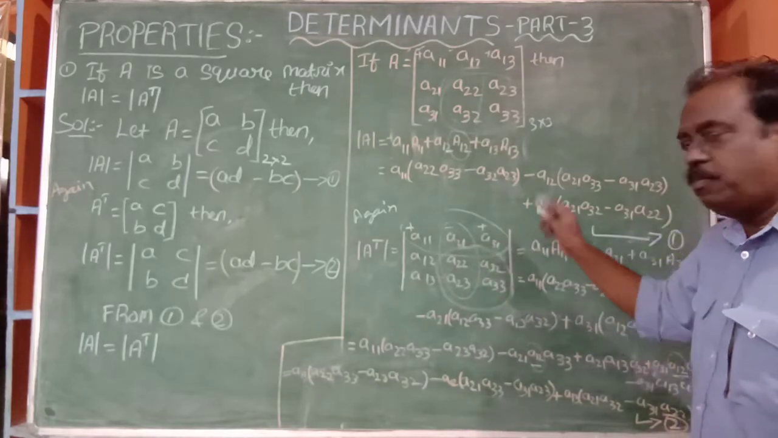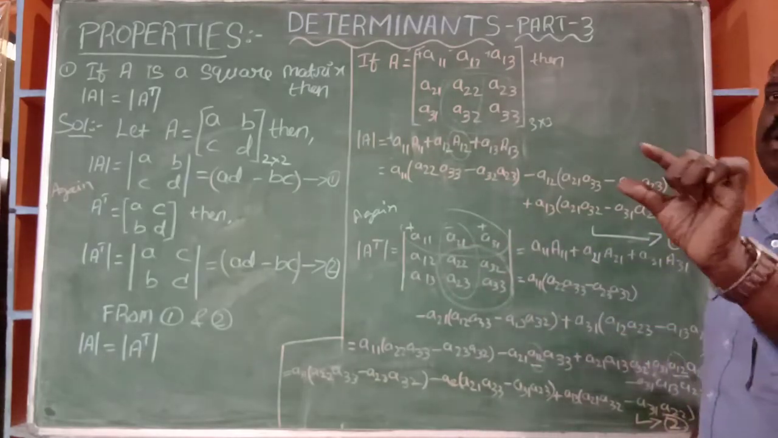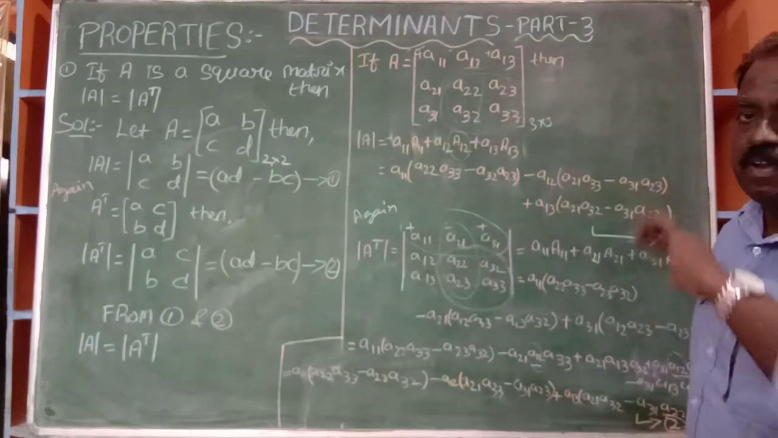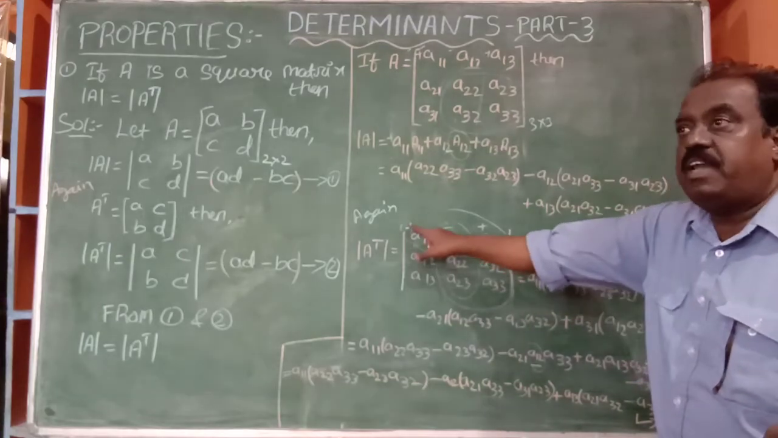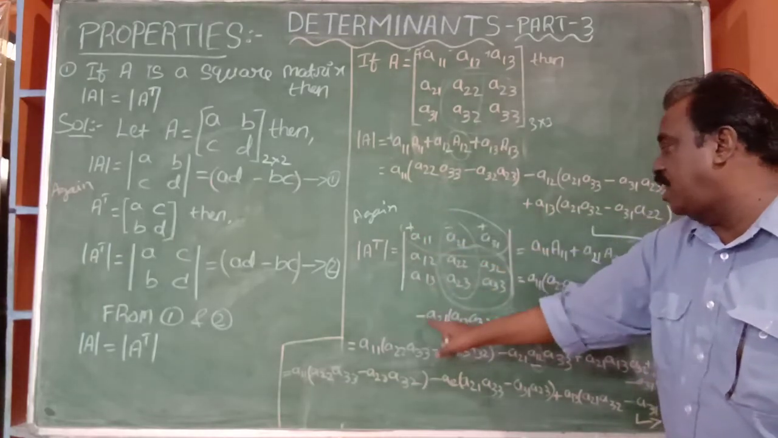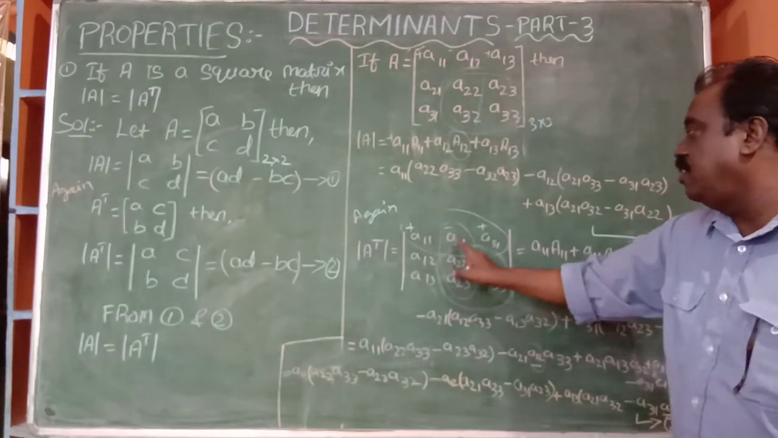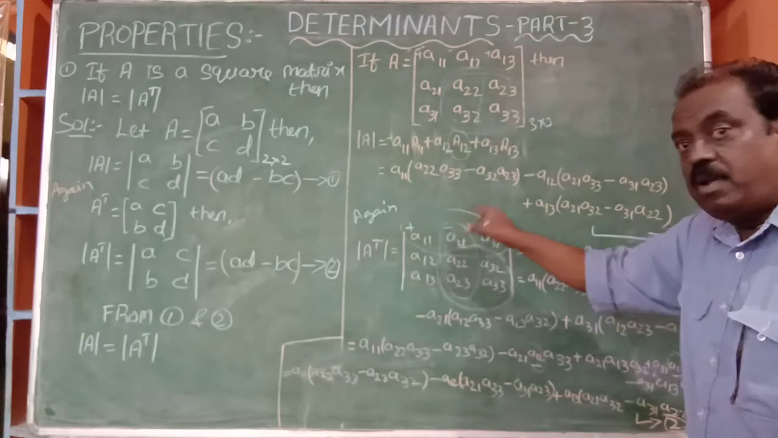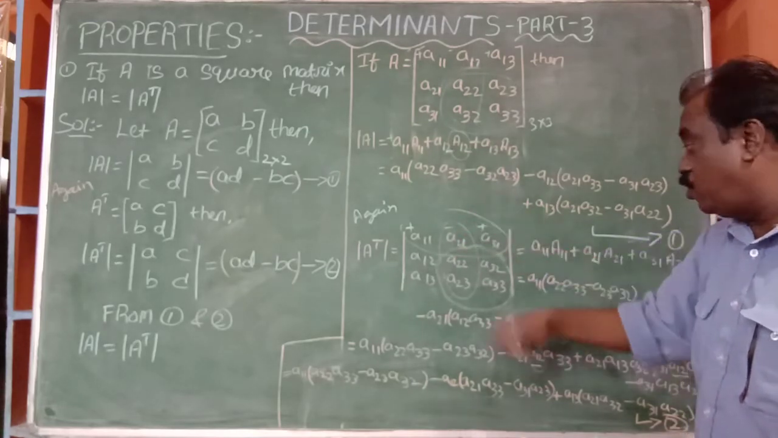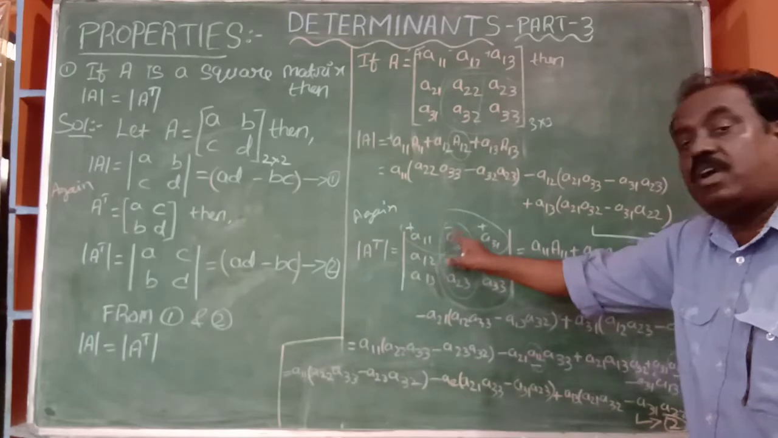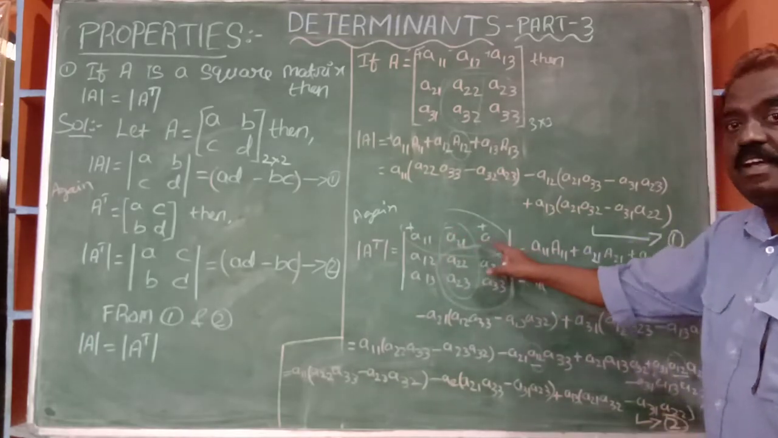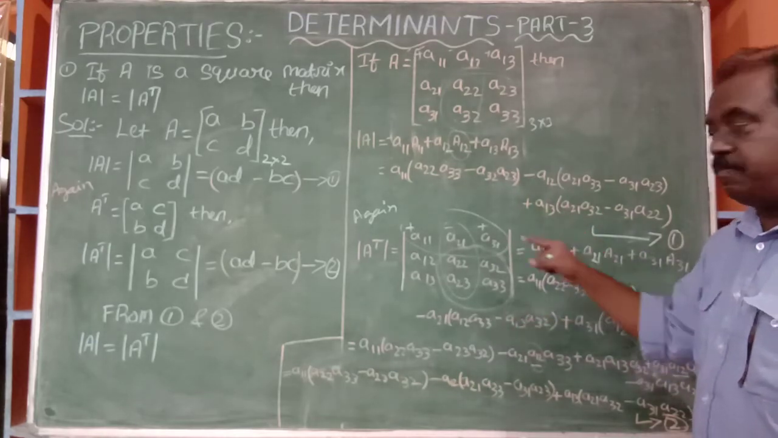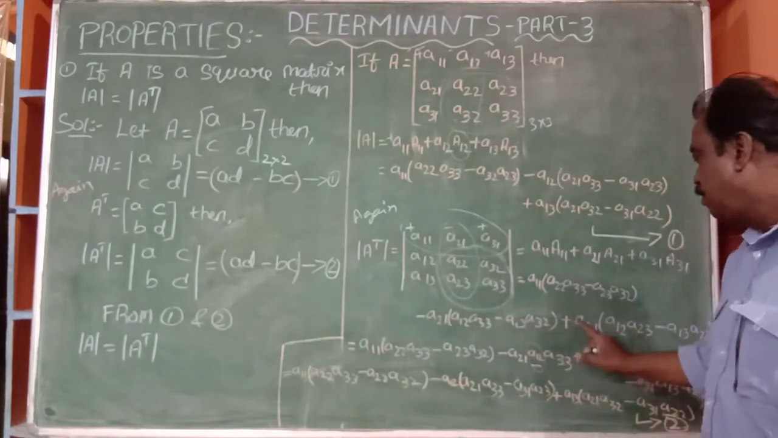The plus, minus, plus signs come from minus 1 power the position i plus j. Here 1 plus 1 is 2, so minus 1 squared is plus. For the first row, second column, 1 plus 2 is 3, and minus 1 power 3 means minus. That is why I am writing minus here. For the first row, third column, 1 plus 3 is 4, and minus 1 power 4 means plus. So we get this one.